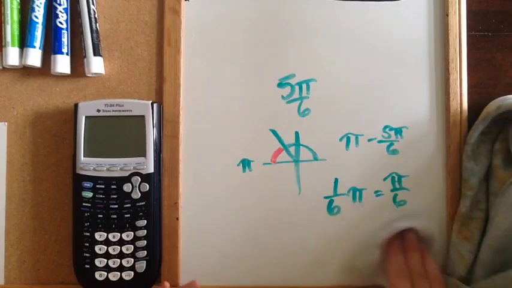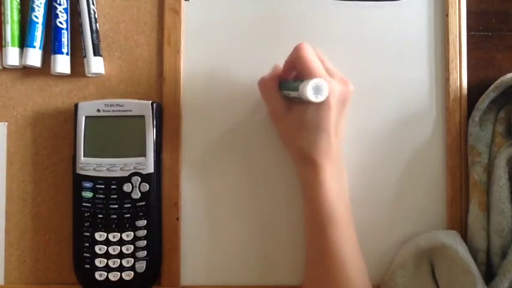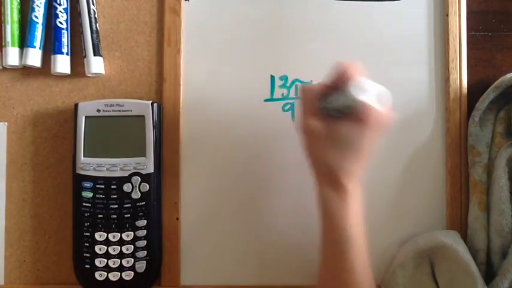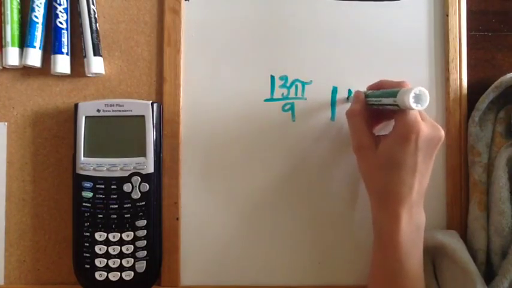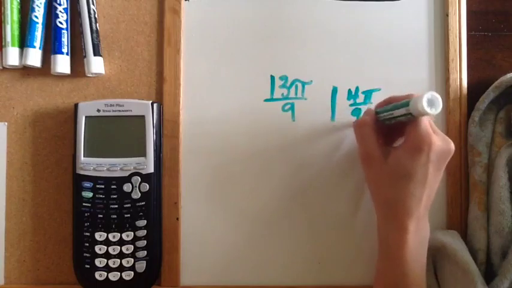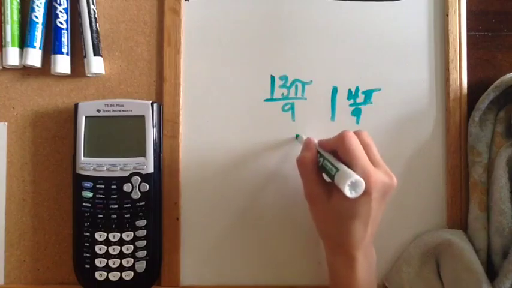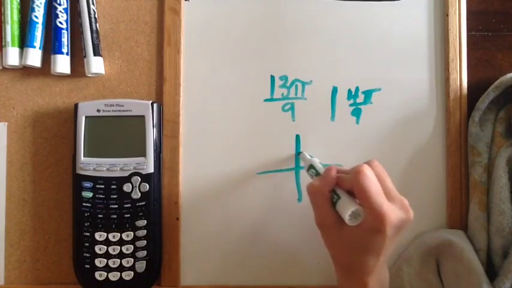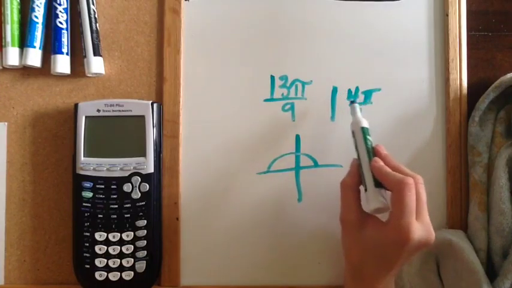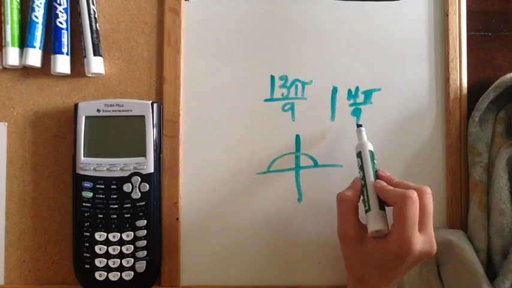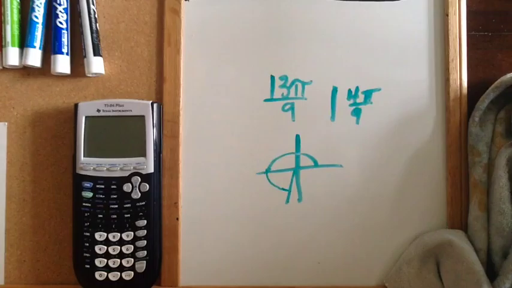What if I give you 13 pi ninths? So if we look at 13 pi ninths, 9 goes into 13 once. I have 4 left over, so I have 1 and 4 pi ninths, or 4 ninths pi. Okay, so what I'm going to do is draw it first. So I've gone past pi halves, past pi, but I need to determine, is this more than half or less than half? Well, half of 9 is 4.5, so it's going to be just shy of 1.5 pi. Okay. So right there.